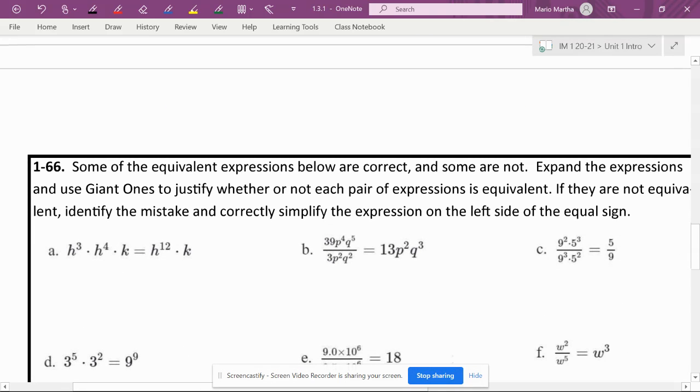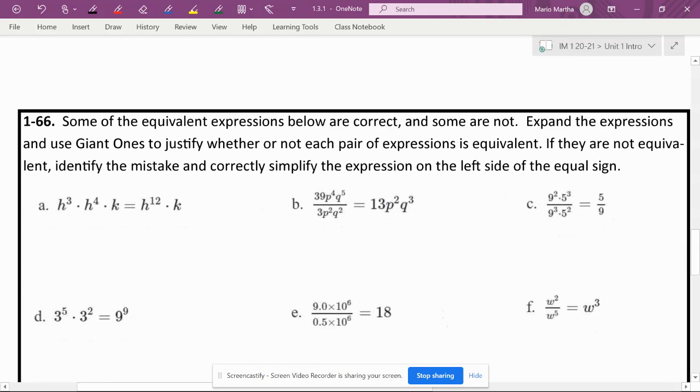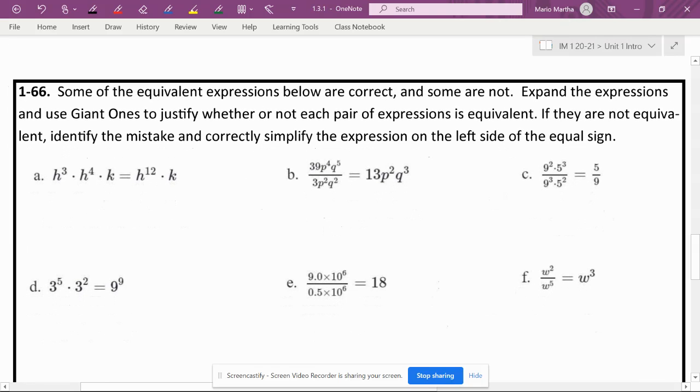And then for the next part, let's look at 166. Some of the equivalent expressions below are correct and some are not. Expand the expressions and use giant ones to justify whether or not each pair of expressions is equivalent. If they're not equivalent, identify the mistake and correctly simplify the expression on the left side of the equal sign. So part A, we want to see if that's correct. h to the 3rd power times h to the 4th power times k, and that's equal to h to the 12 times k.